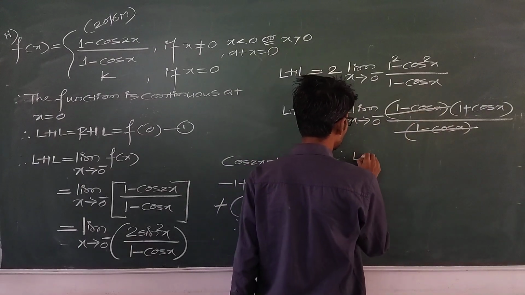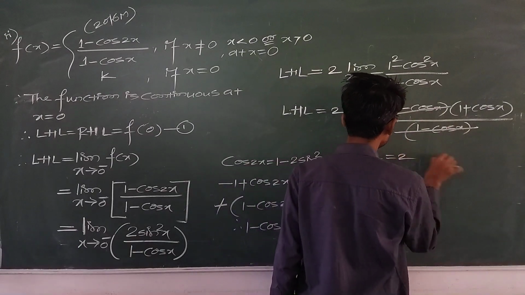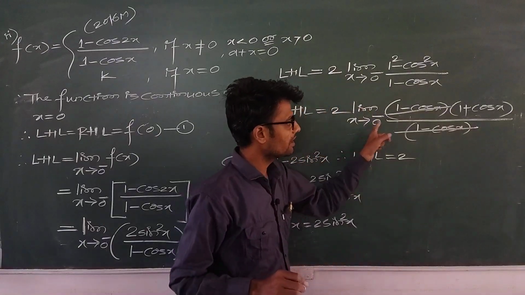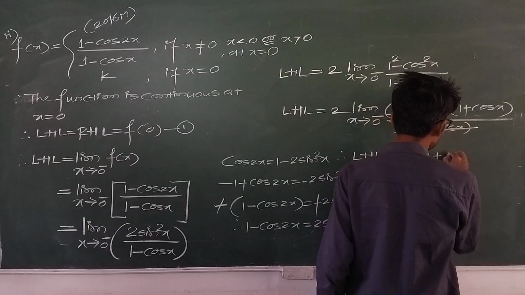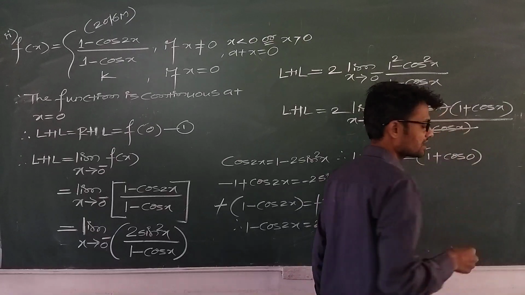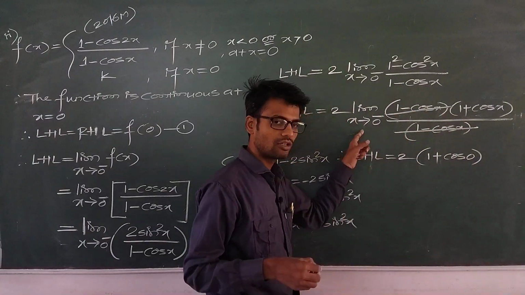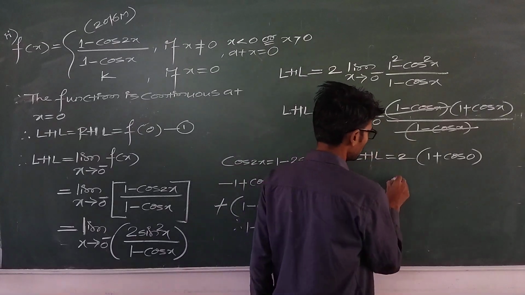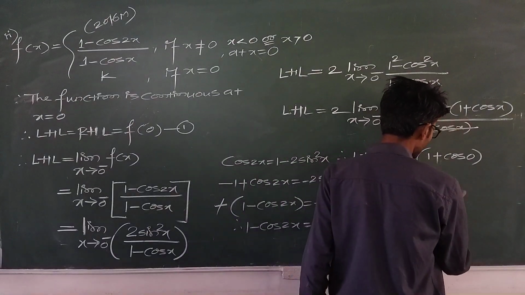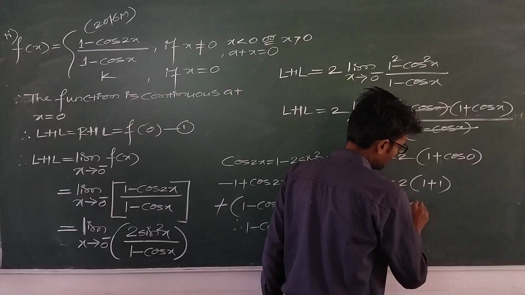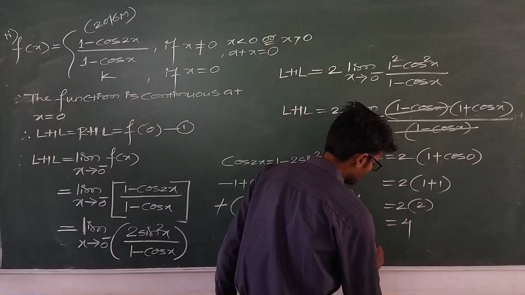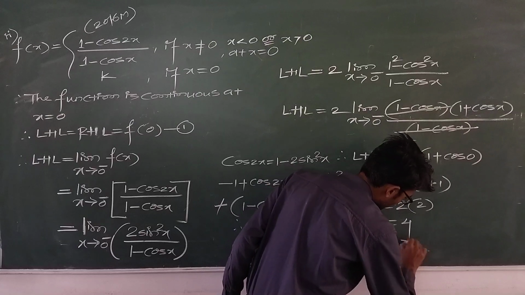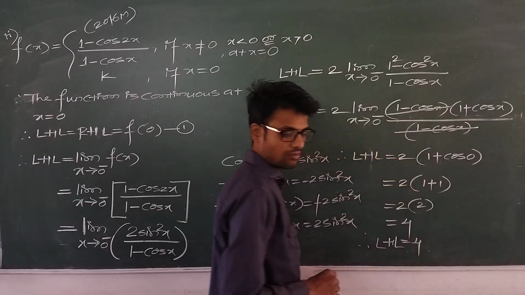So therefore, I will write left hand limit is equal to 2. Now you drop the limit and take the value of x as 0 in this one. So write 1 plus cos x, and x value is 0 because I already dropped the limit. So now this is equal to 2 as it is. 1 plus cos 0 is 1. So 1 plus 1 is 2. So 2 into 2 is what? Yes, 4. Therefore, left hand limit is equal to 4.